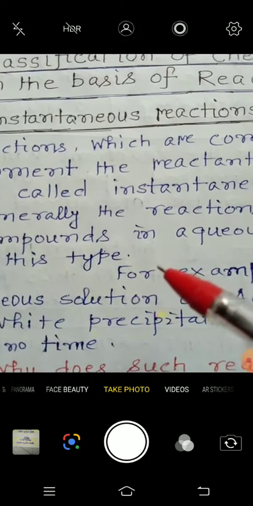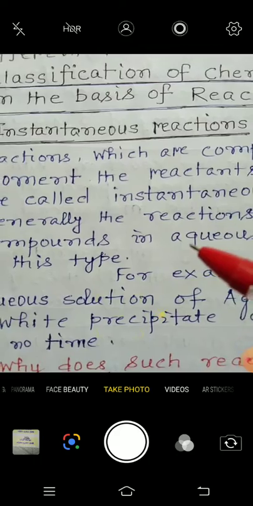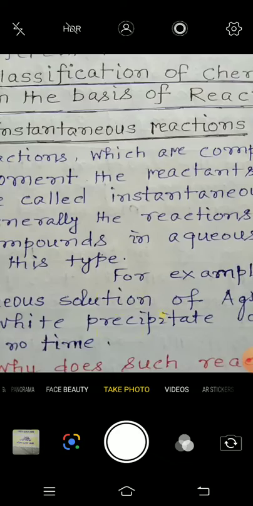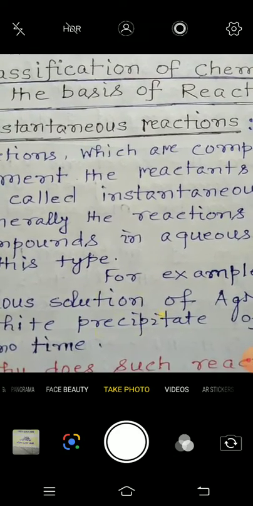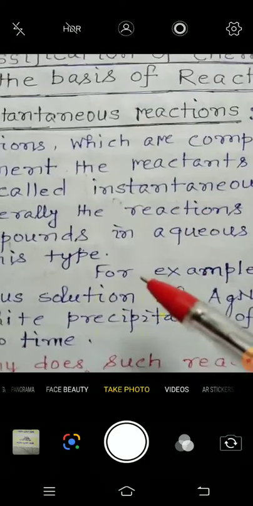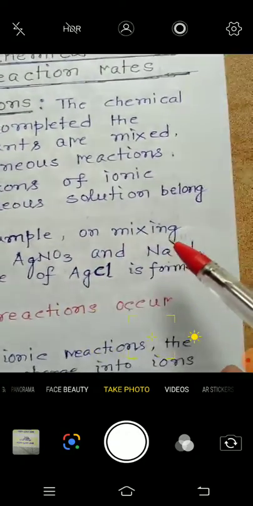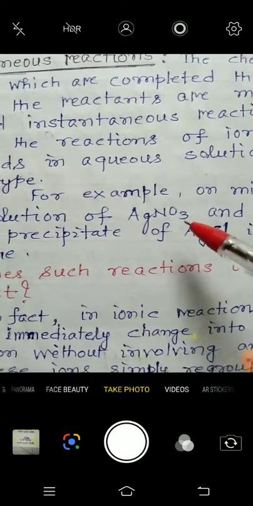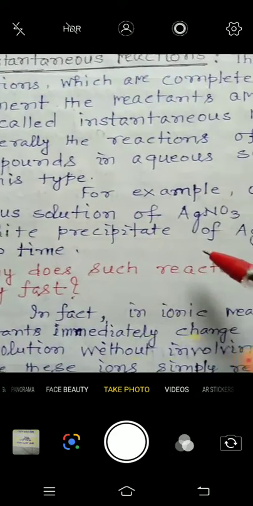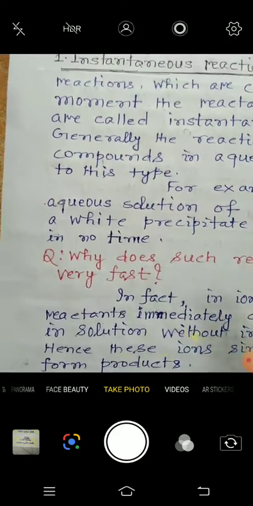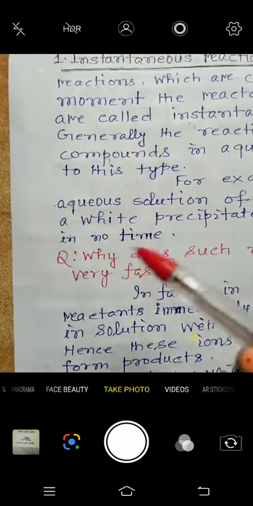It happens rapidly. The moment you mix the two solutions, at the same time you will get the precipitate or the new product. For example, on mixing aqueous solution of AgNO3 and NaCl, a white precipitate of AgCl is formed in no time. Without taking any time, it forms.